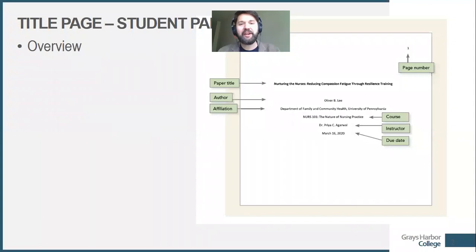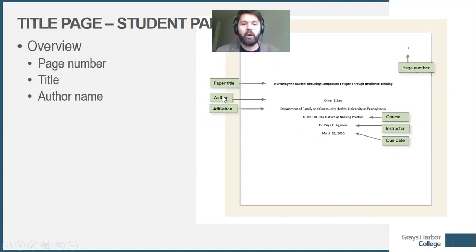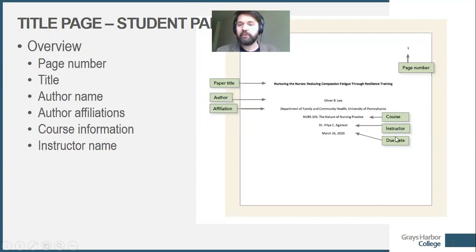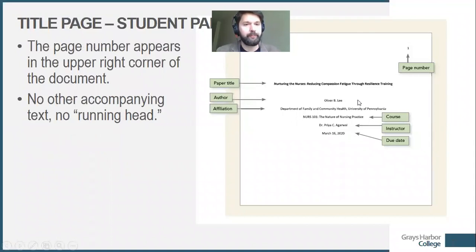So for the title page, there's just a couple things that you're going to want to pay attention to. I'll walk you through each one of these, but notice first we've got a page number, the paper title, the author, the affiliation, the course, the instructor, and the due date. And there are very specific rules about how far apart these should be spaced, how they should be presented on the page, etc. So let's go through these rules.